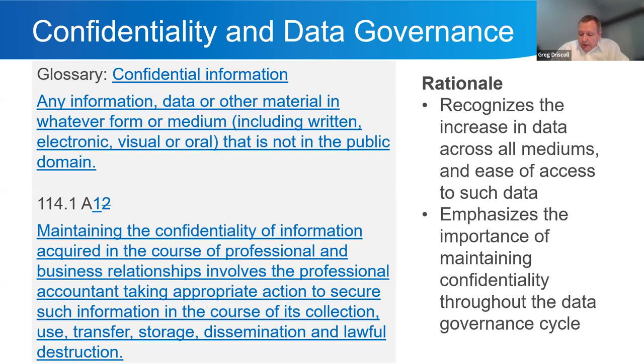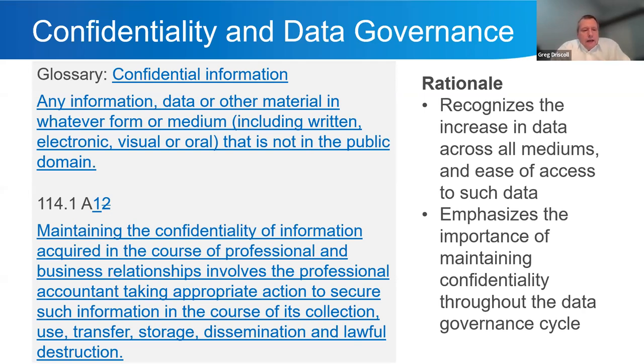The other revision related to confidentiality is new application material emphasizing the importance of maintaining confidentiality throughout all phases of the data governance lifecycle. And you can see the revision here in 114.1A1, maintaining the confidentiality of information acquired in the course of professional and business relationships involves the professional accountant taking appropriate action to secure such information in the course of its collection, use, transfer, storage, dissemination, and lawful destruction. And the other area that I will point out is the notion of securing such information, taking it a step beyond not disclosing and putting some emphasis on actions that the professional accountant should take to secure the information while it is in the possession of the professional accountant.